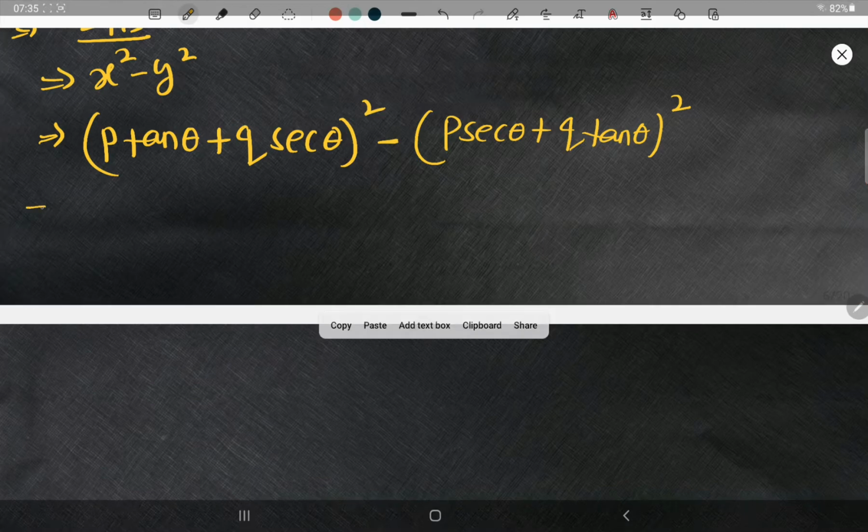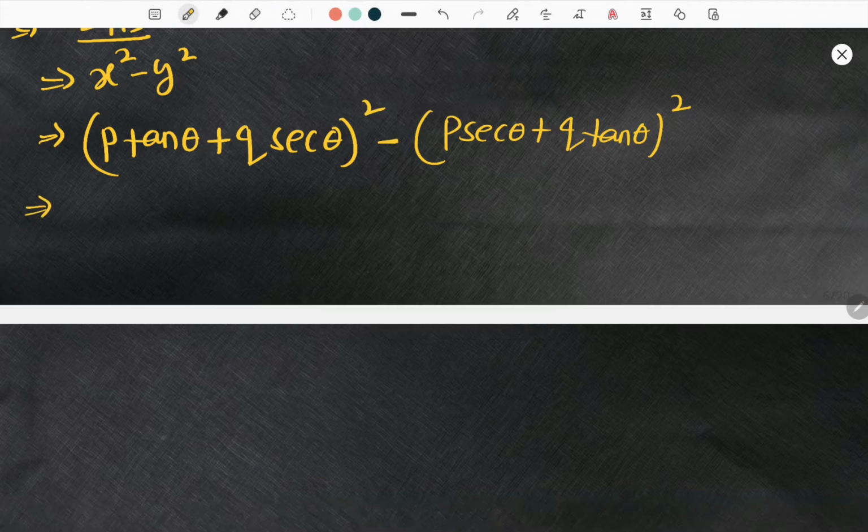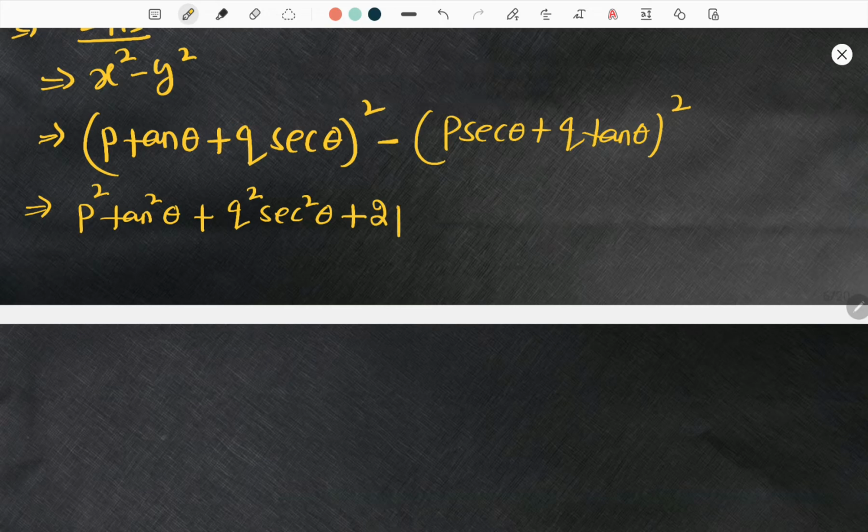Now let us expand. It is of the form (a plus b) whole square, right? (a plus b) whole square means a square. A square is nothing but p square tan square theta. P tan theta whole square means p square tan square theta only. Plus b square, that is (q secant theta) whole square, that becomes q square secant square theta. Plus 2ab, it becomes 2p tan theta into q secant theta.